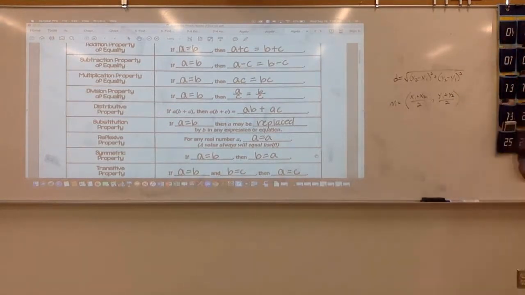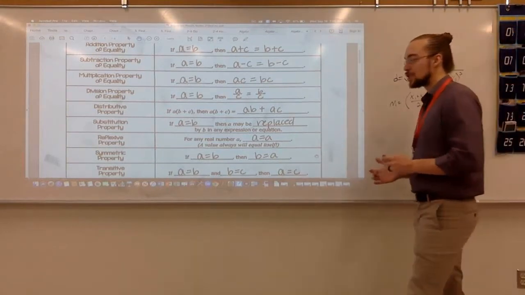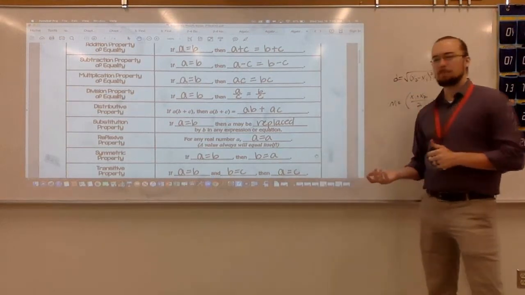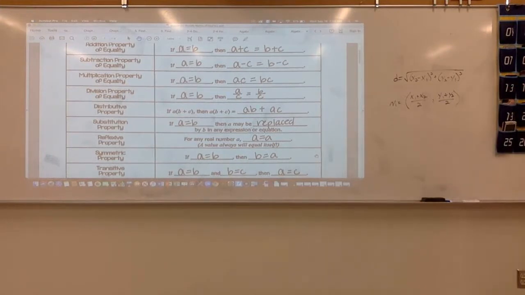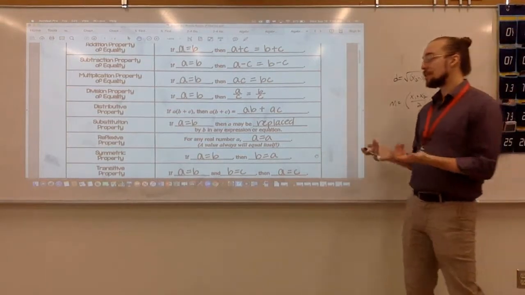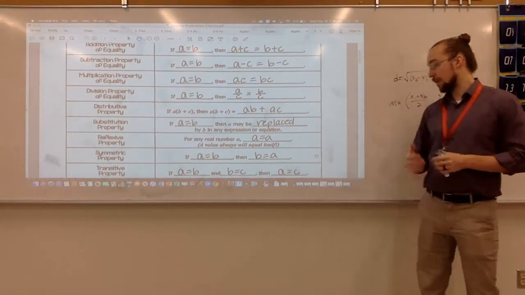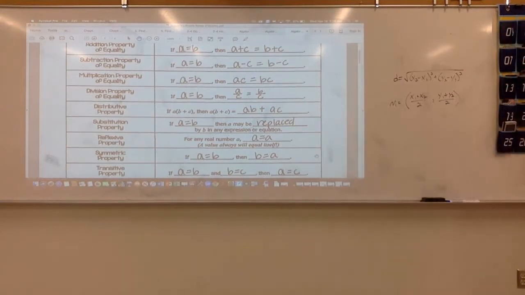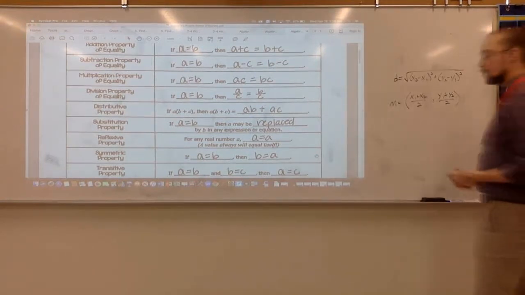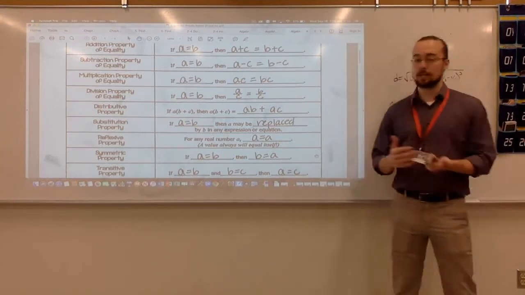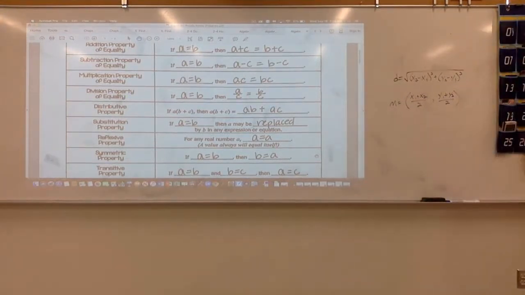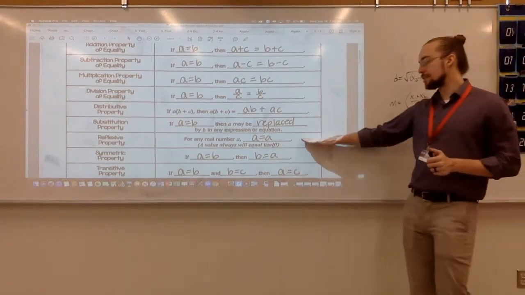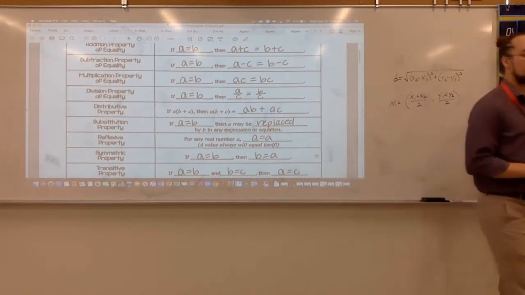The last 3 of these, reflexive property, symmetric property, and transitive property, might be new. I don't know if you guys have seen those before. I've seen some yeses and some nos. They seem like common sense, but they're actually going to be very useful when we start proving geometric ideas. They're not going to be so useful today when we're talking about proving algebraic ideas, but once we get into geometric proofs, these 3 will be very useful.